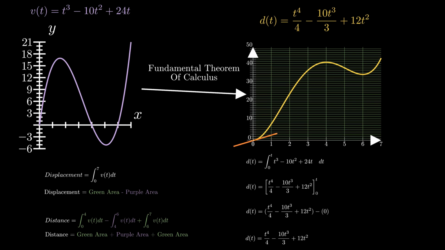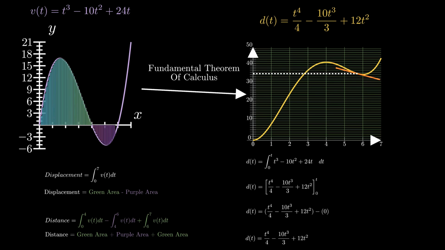And this is behaving exactly as it should, because if we've got positive y values on the velocity function, the area underneath it must be positive. And if we've got negative y values on the velocity function, the area must be negative. So this verifies our idea of the fundamental theorem of calculus, where the displacement is the antiderivative of the velocity.